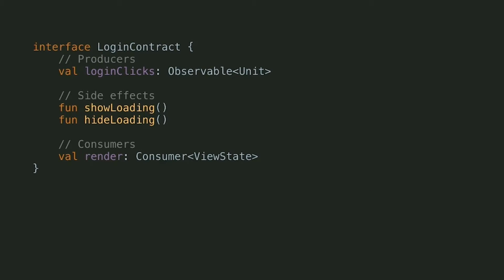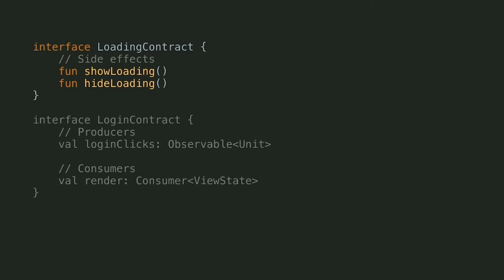Let's see in practical terms what that means. So this is the contract that I showed before with both the login part and loading part. So we isolate the loading part, that are these two methods. We kick them out in their own interface. And now we make our login contract implement that interface. What that means is that login contract now has both behaviors, the login behavior, the button click and the render, and the loading behavior to show and hide.